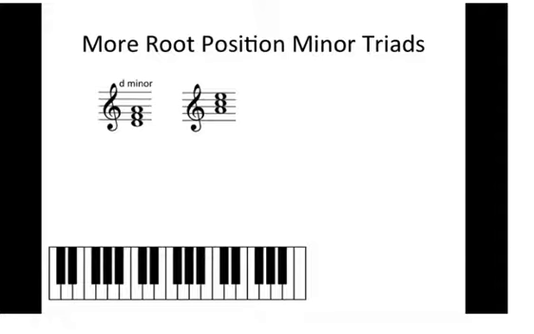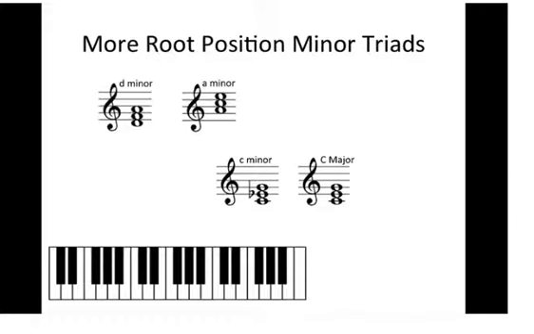A, C, E. A to C is a minor third, A minor triad. C, E flat, G. That's a C minor triad. Remember C major? Take that E, add a flat, and it becomes minor.